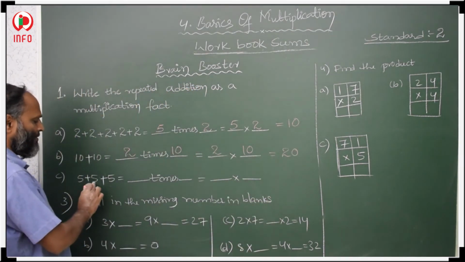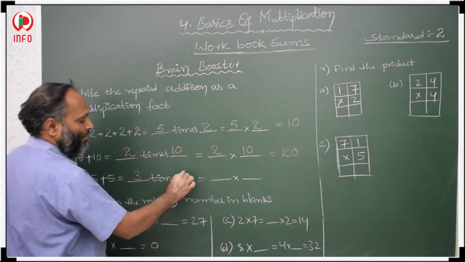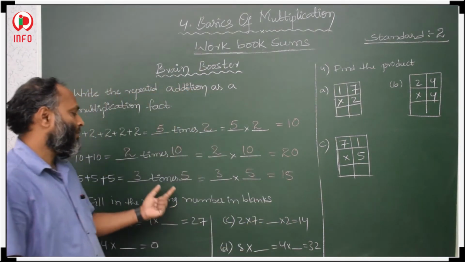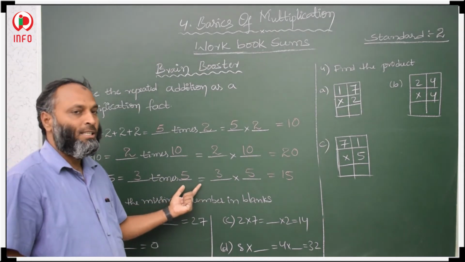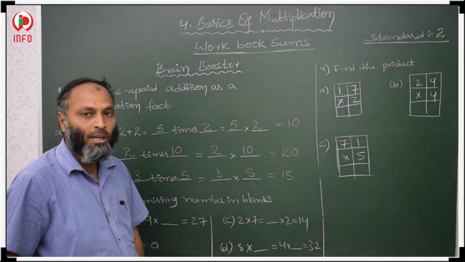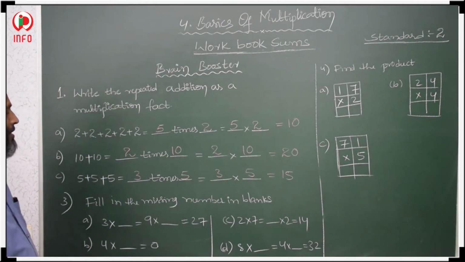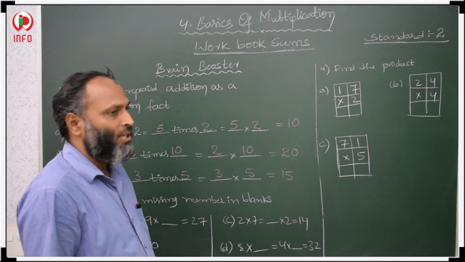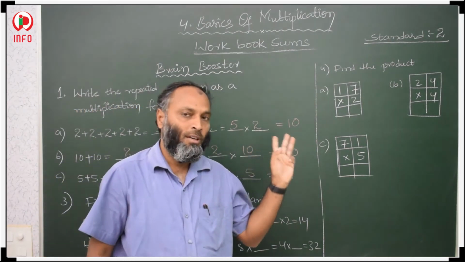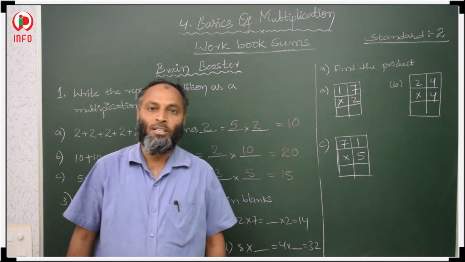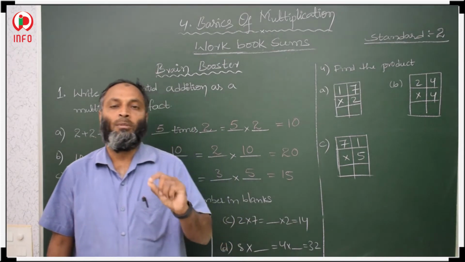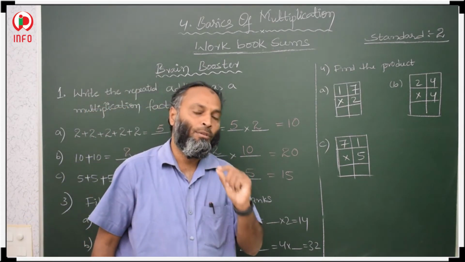Now here 5 plus 5 plus 5. How many times? 3 times 5, that is 3 into 5. 3 5s are 15. We have to see how many times we take the number, and what number we take, and then multiply to find the product. The second question in the brain booster is to multiply on a number line. We showed that in our workbook sums as well as our textbook sums. So do the multiplication on the number line by yourself.